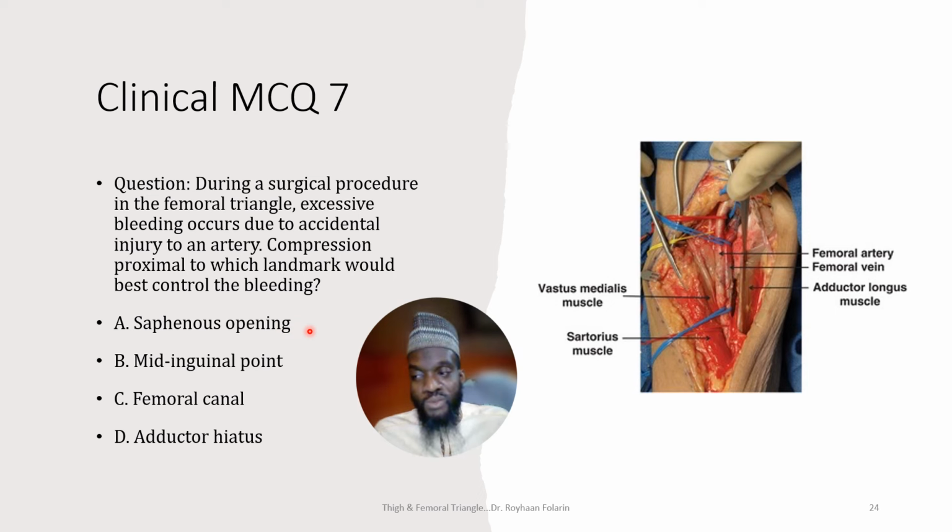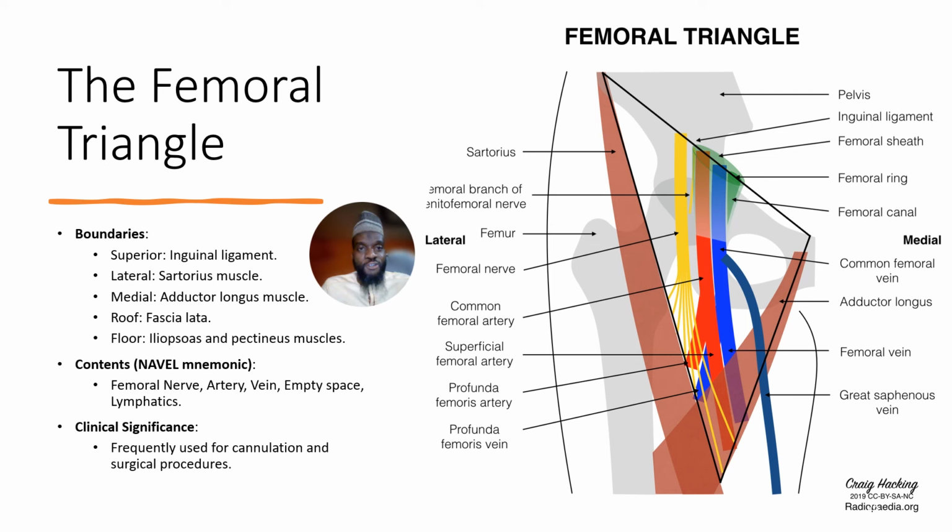What are we going to be able to arrest from that point? What passes through it? Should we aim for something around the mid-inguinal point? Or should we aim for the femoral canal or the adductor hiatus? Compression to the blood vessel at which of these landmarks will help to control the bleeding? Drop your opinion in the comment section.